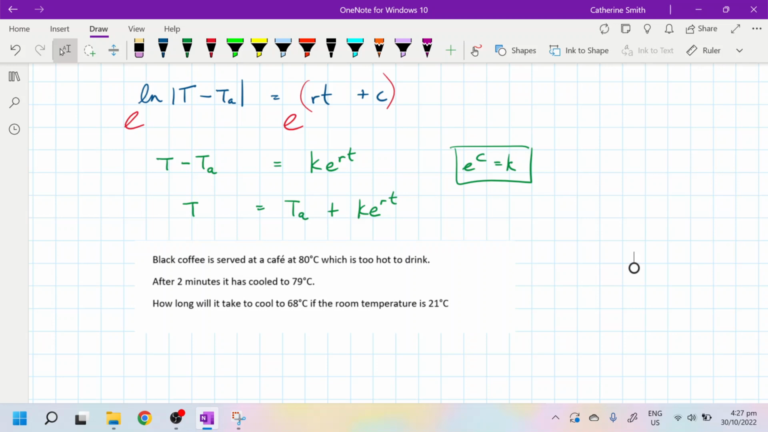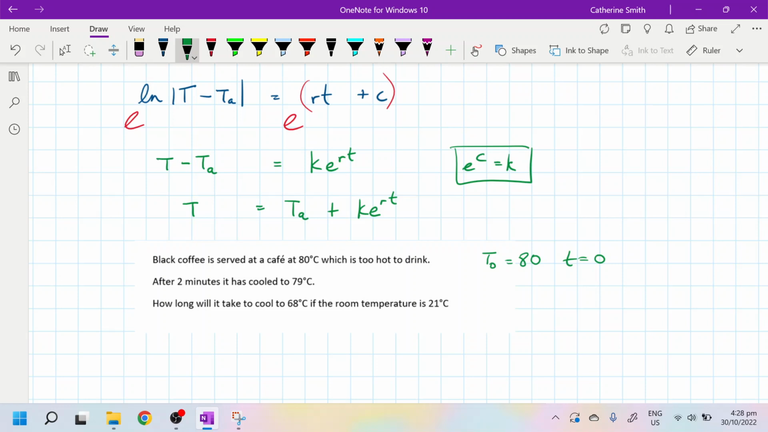Right, so usually it's best to go, what is it at the start? The black coffee when it's served is 80 degrees, so at time t equals 0, we have 80 degrees when t is 0. All right, so we have the temperature is, how are we going to do this?